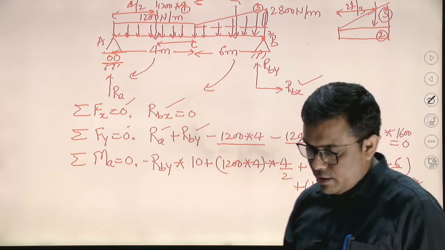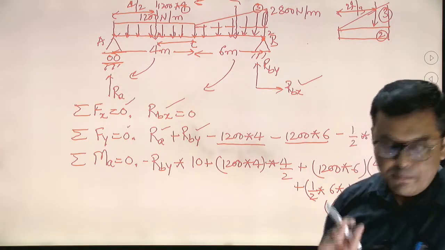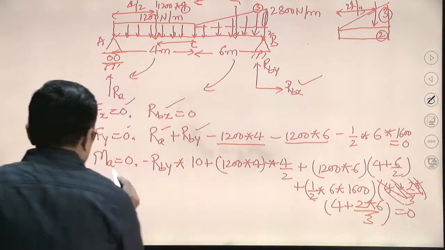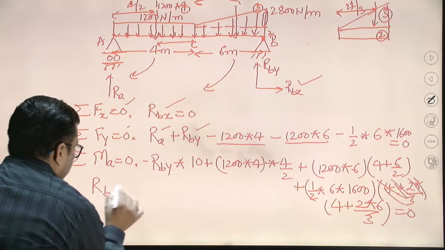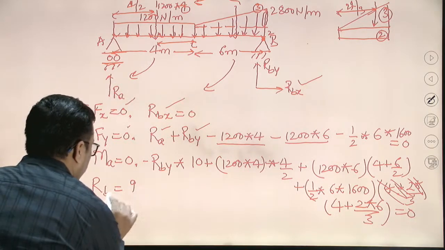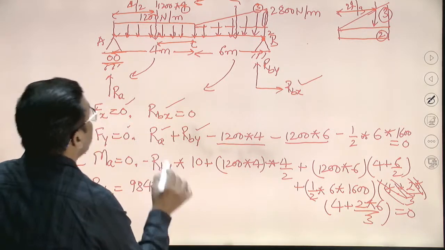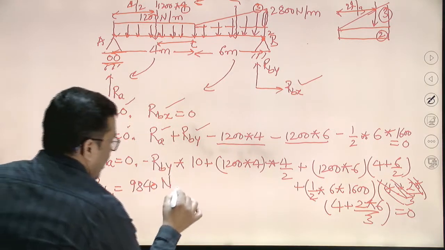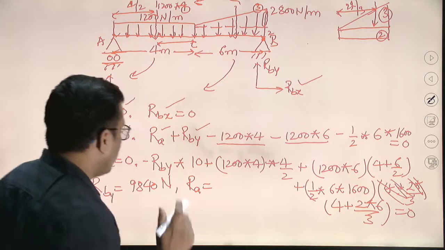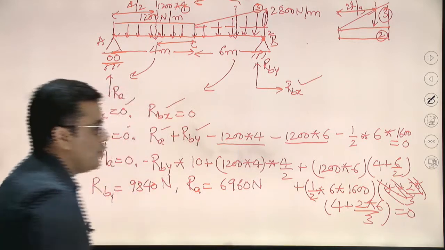It is slightly wrong, Abhishek. According to me, RB is 9840 and RA is 6960. RB is 9840, taken in Newtons. Yes, Newtons. And RA is coming out 6960. According to me, this is the answer.